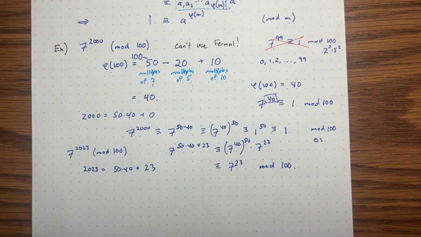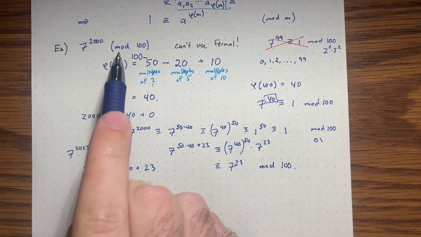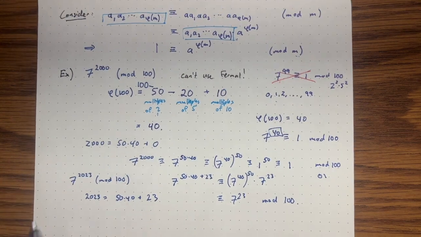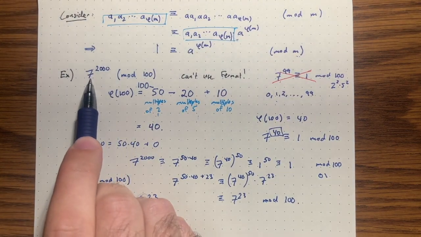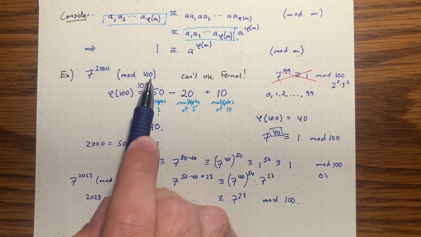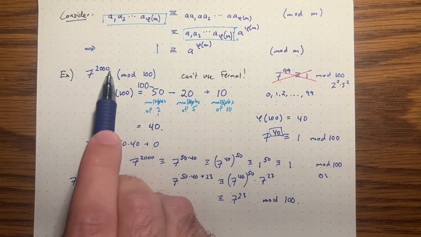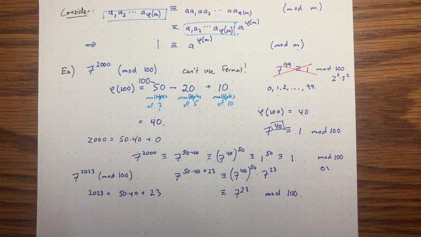Okay, so that is Euler's theorem. You can use it whenever we have any modulus at all, as long as 7 is coprime to 100. If we were trying to compute 8 to the 2000, then we wouldn't be able to do it with Euler's theorem.